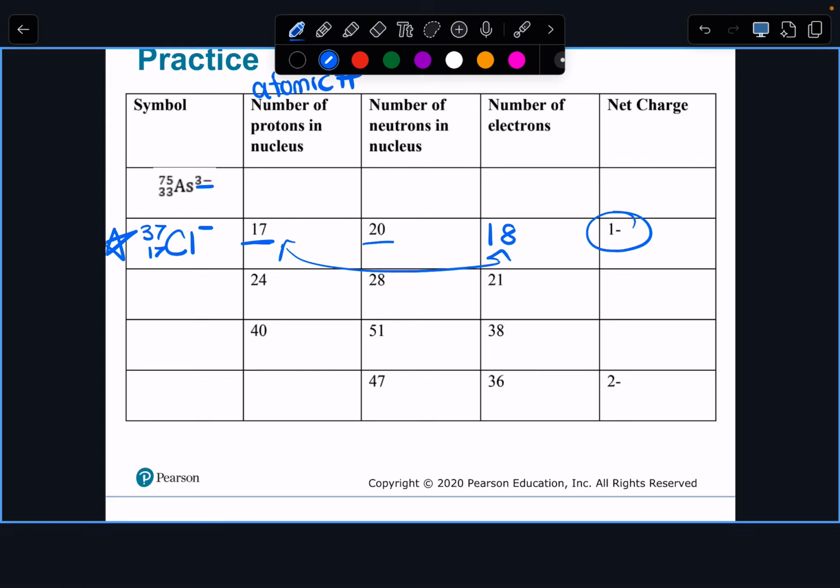Now, if you're saying the charge, it's not wrong to say -1 if you're saying it. In the symbol, it's important to write it number first and then charge, because if you mess up how you're writing it, it can look like, was it 3 atoms or was it a -3 charge?